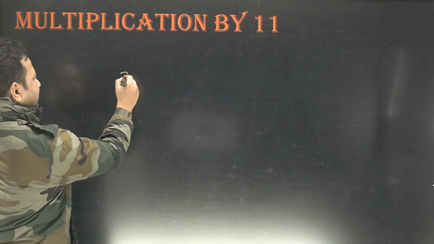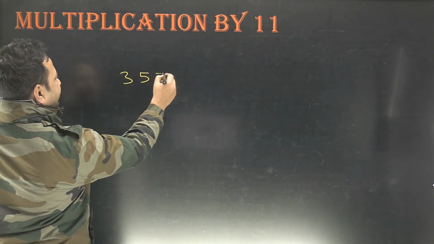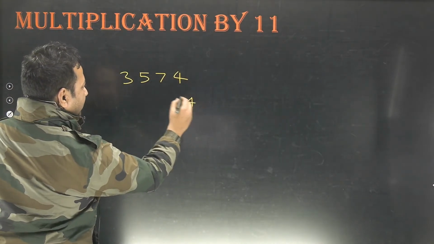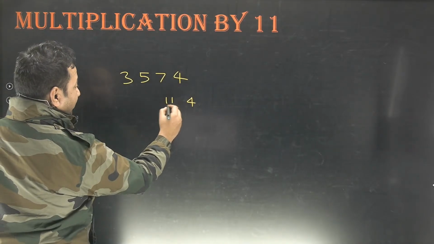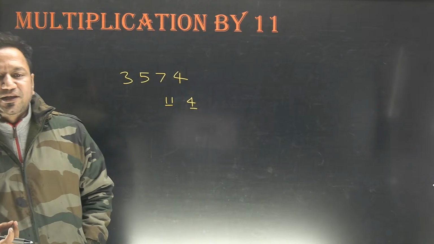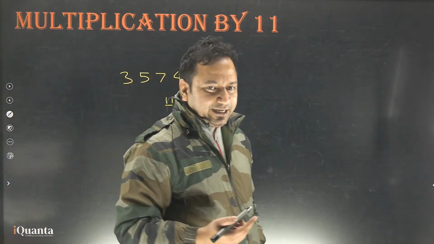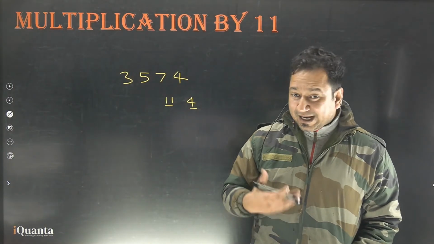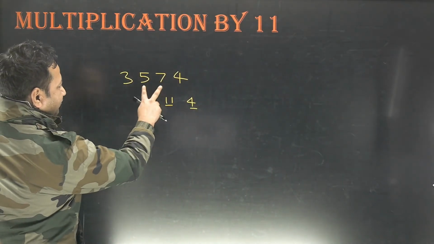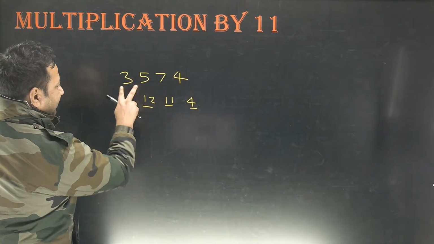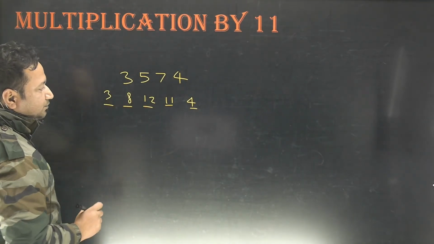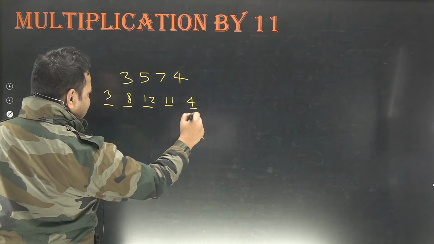So let us say that the number is something like 3, 5, 7, 4. 4 plus nothing, we'll have 4. 7 plus 4, we have 11. Now this is a problem. A single space cannot have more than one digit, right? But here we have 2 digits. So what has to be done? I'll just explain that. But before that, 5 plus 7, we have 12. 3 plus 5, we have 8. 3 plus nothing, we have 3. Now, 4 comes out the way it is.